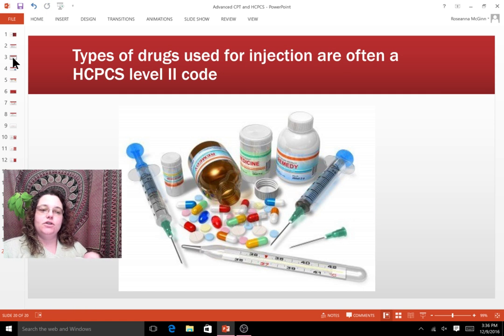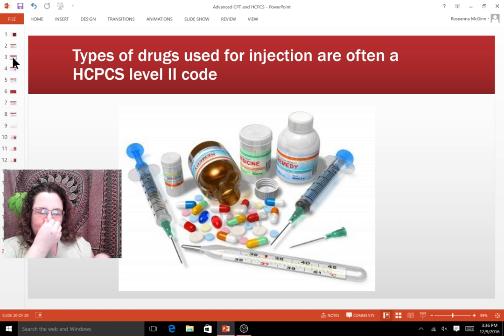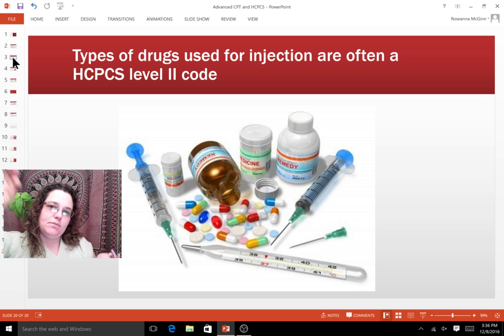Types of drugs used for injection are often a HCPCS Level 2 code. And often there's a table in CPT also with drugs, so check there first. But if it's not there, check in HCPCS because it might have the actual medical table that has the medicinal product that's being used and how it's being administered and all that. And so that's it.